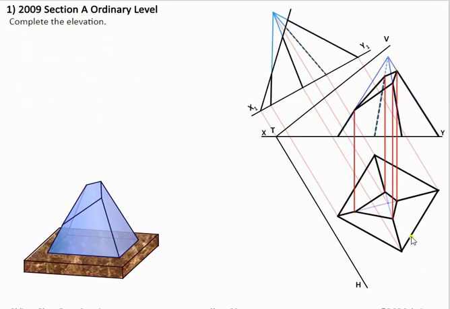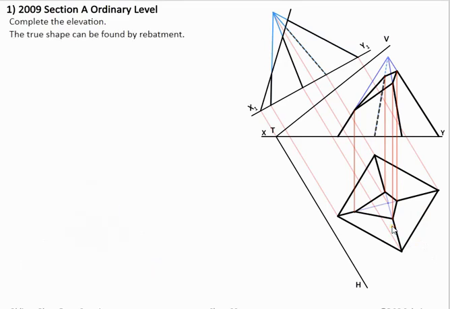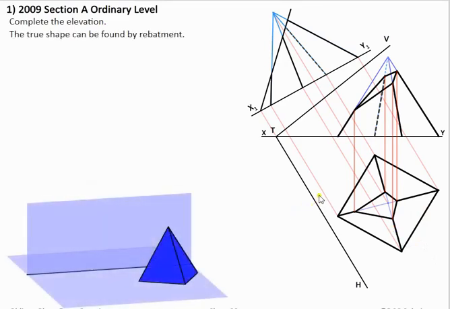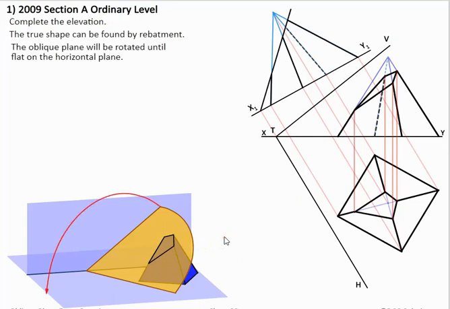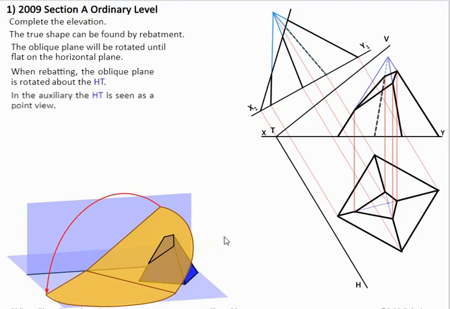Now to do the true shape piece, the easiest method is to actually rabat it around. If we look at the 3D graphic here, we have the pyramid set up, we have the oblique plane here, and this here is our cut piece. Now we're going to rabat this around so it's folding flat on the ground. That would give us our true shape of this piece, because we can look straight down on top of it, so we'll see the true shape of it.